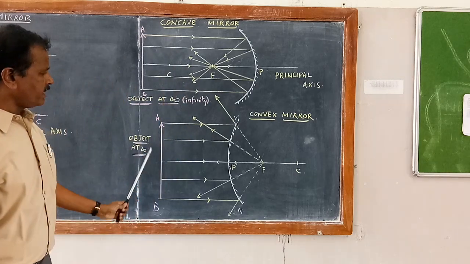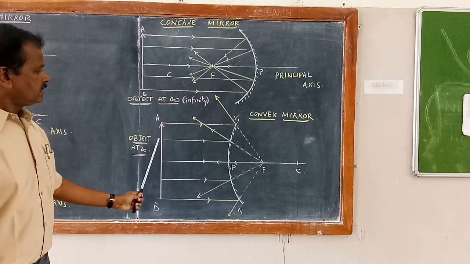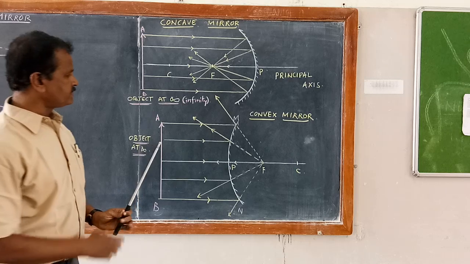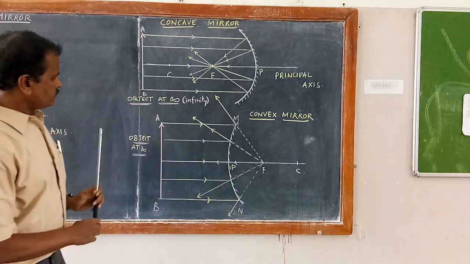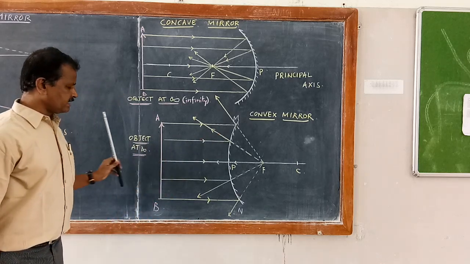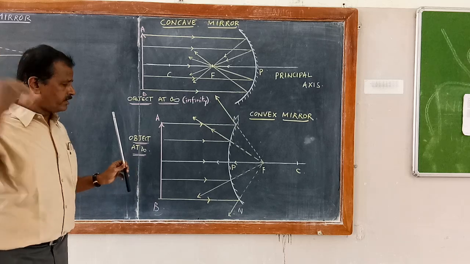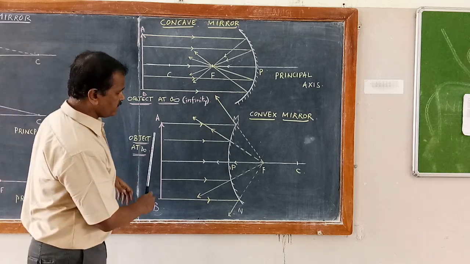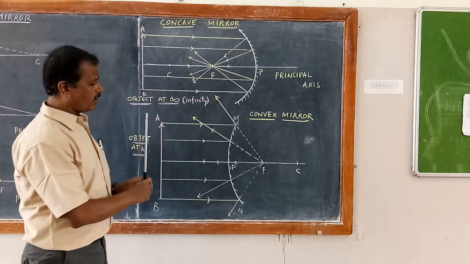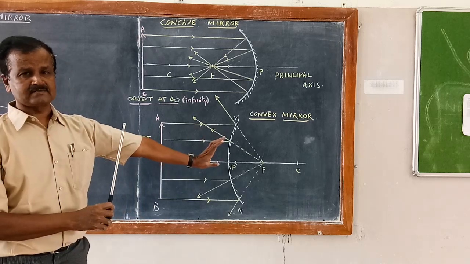Now similarly, what happens for the diverging mirror? Why it is called diverging mirror? This is a convex mirror. The object is at infinity. Infinity means very far away. The rays falling from the object at infinity are parallel to the principal axis.